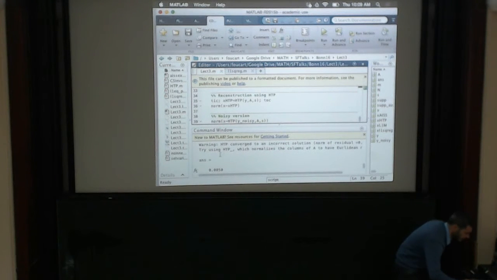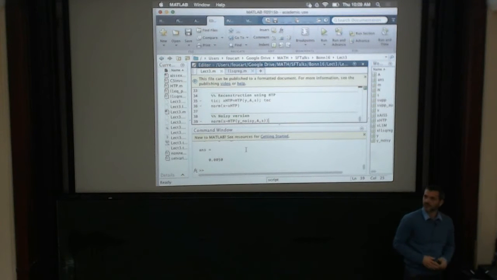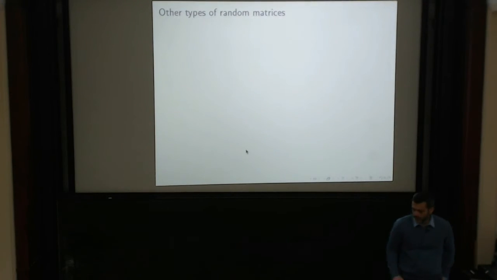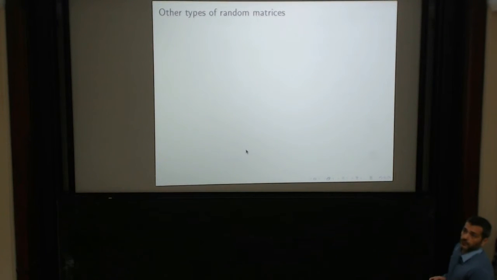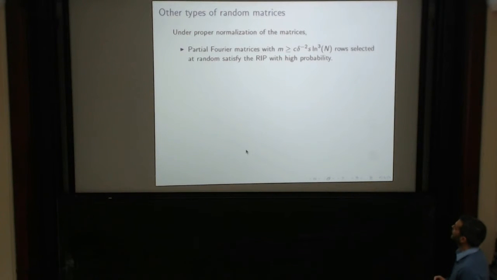Okay, so that was just a little interlude to break away from the theory, and let's come back to the theory. What I am saying here is that an important class of random matrices that also satisfies the restricted isometry property are partial Fourier matrices.